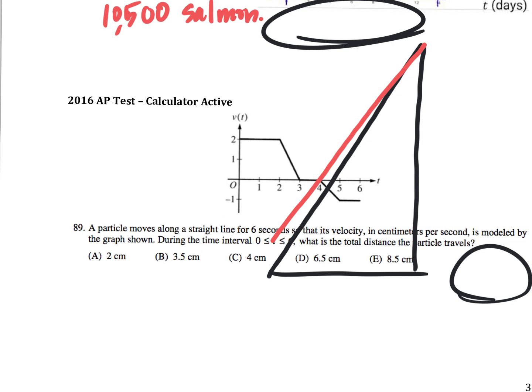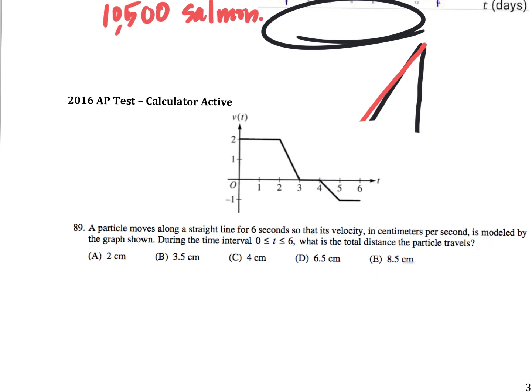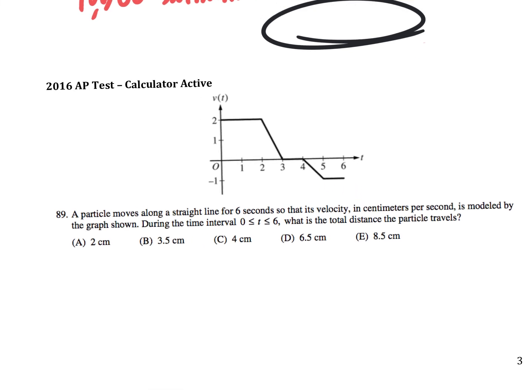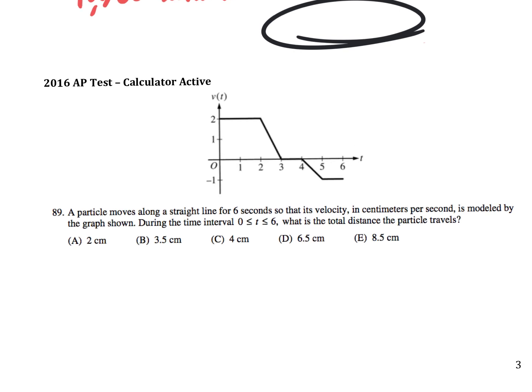Okay, this is 2016. Here we go. This is an actual test question. Oh, and there's one word here that's really nasty to us. A particle moves along a straight line for 6 seconds. Notice these graphs are much easier for you to read. And that its velocity is given. This is velocity. During the time interval from 0 to 6, what is the total distance that little particle traveled?